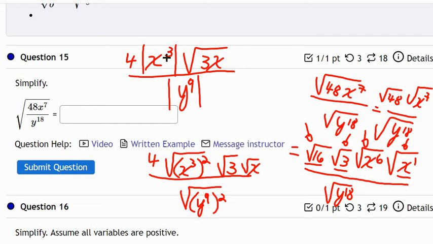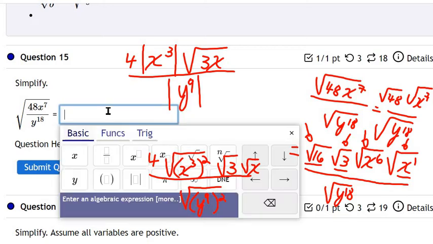Now, can I get rid of these absolute values? Well, no, I can't, because 3 is an odd number, meaning the actual sign of x to the third depends on x itself. If x is negative, then x to the third will be negative, and the absolute value won't be x to the third, it'll be the opposite. Same for y to the 9th. Because 9 is an odd number, I cannot get rid of the absolute value. So this is the answer that we will give for the first one here.